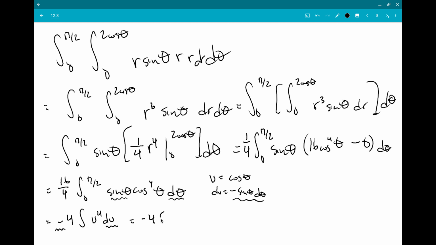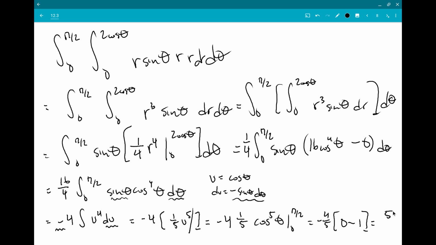So that's minus 4 times the integral of u to the fourth, which is 1/5 u to the fifth, evaluated over its bounds. So minus 4 times 1/5 cosine to the fifth theta for theta from 0 to pi over 2. Minus 4/5 times, well, cosine pi over 2 is 0, so 0 to the fifth is still 0. And cosine 0 is 1, and 1 to the fifth is still 1. So this just becomes 5. Not 5, 4/5.